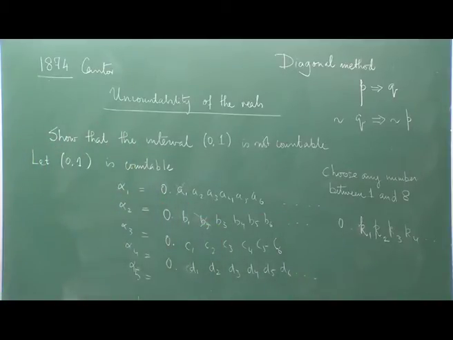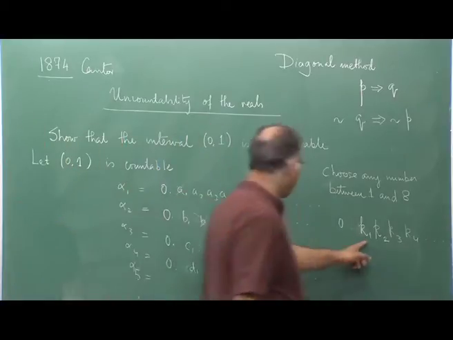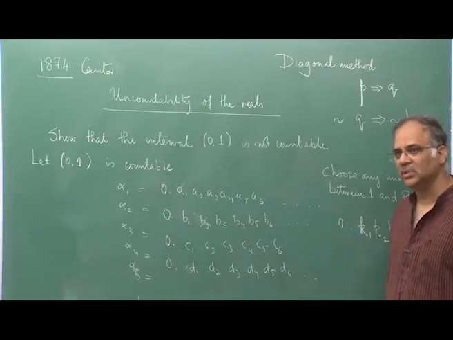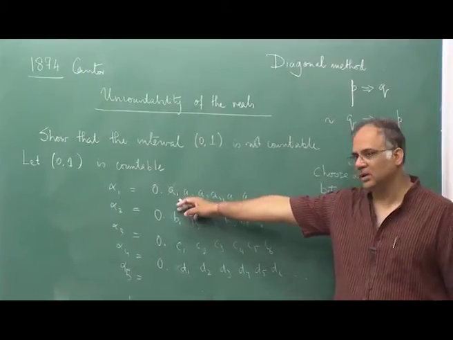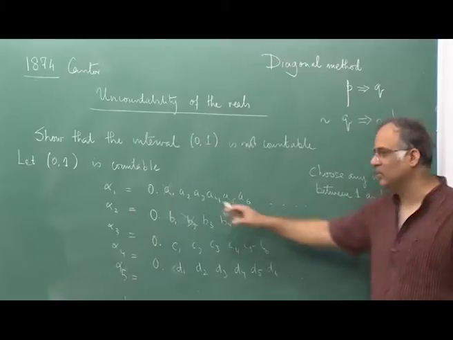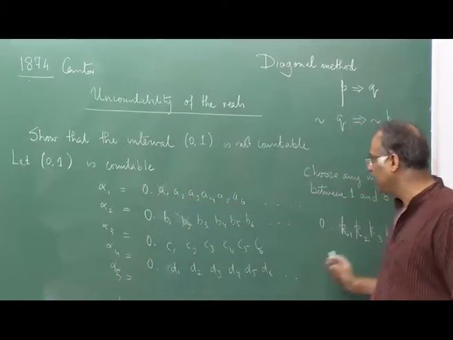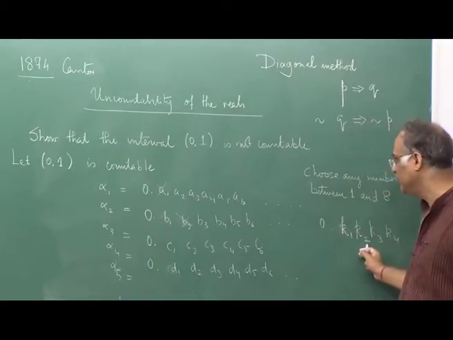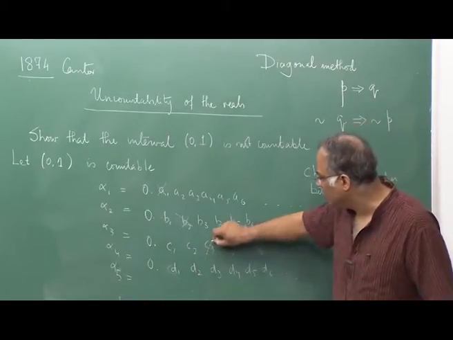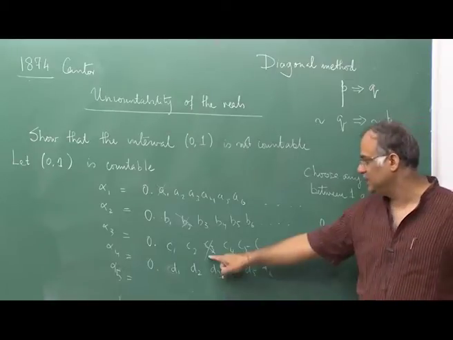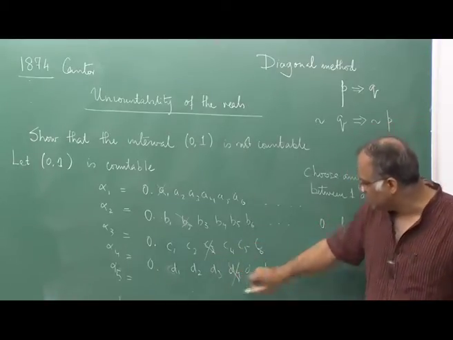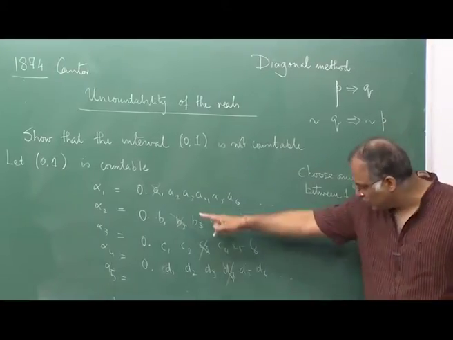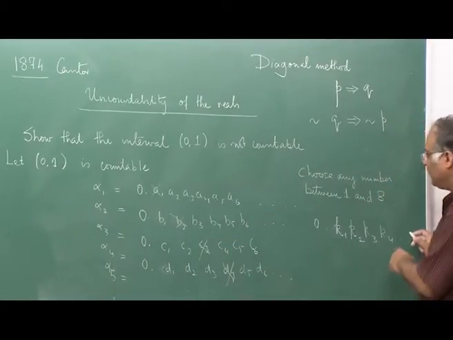So what you have done is, this number cannot be the first number alpha 1 because the first digit is not the same as A1. It cannot be the second number because K2 is not the same as B2. It cannot be the third one because K3 is not the same as C3. It cannot be the fourth one because it is not the same as D4, and so forth. So finally, we have created a number.